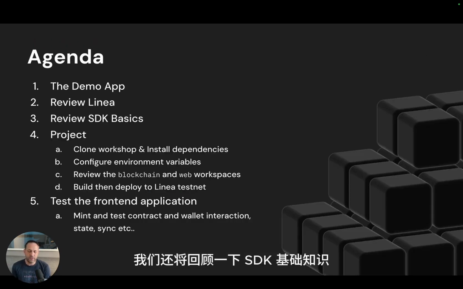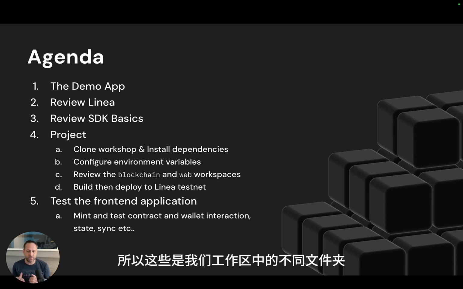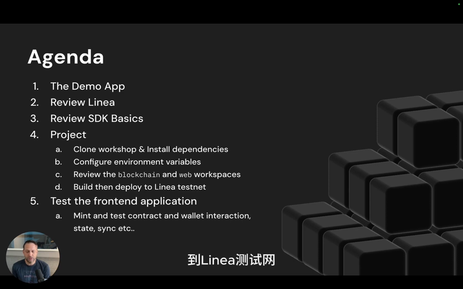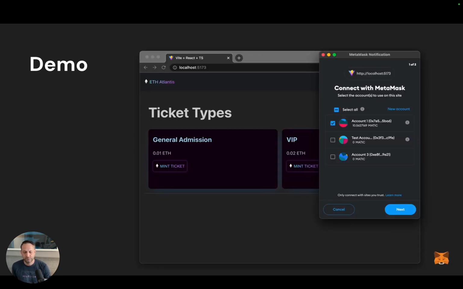As well, we're going to review the SDK basics. In our project, we're going to clone the workshop project. We're going to install all the dependencies. We're going to configure all the environment variables. We're going to review the blockchain and web workspaces. So those are different folders within our workspace. We're going to then build and deploy to Linea testnet. We will test the front-end application, so from minting and testing the contract and wallet interaction, is our state from our wallet in sync with our application, etc. The demo will look a little bit like this.